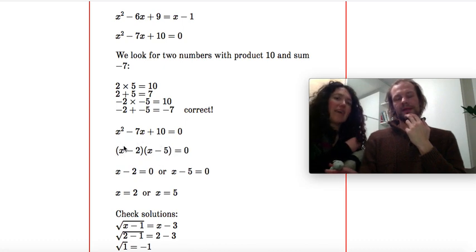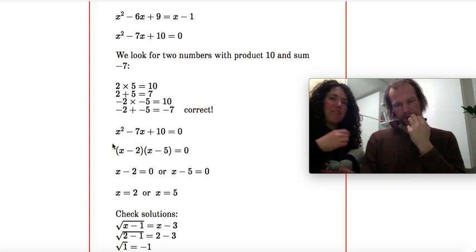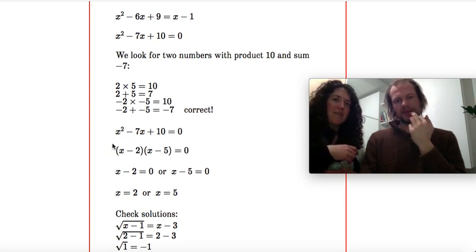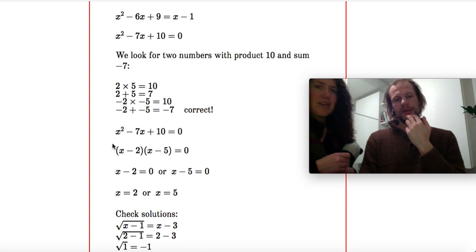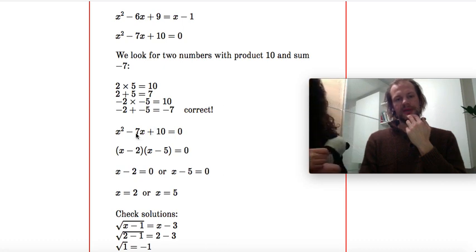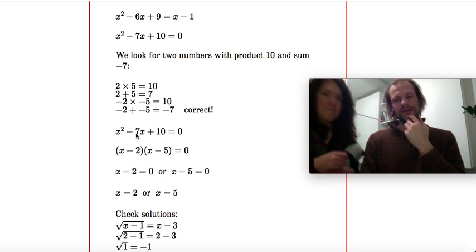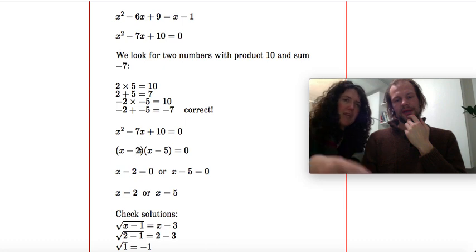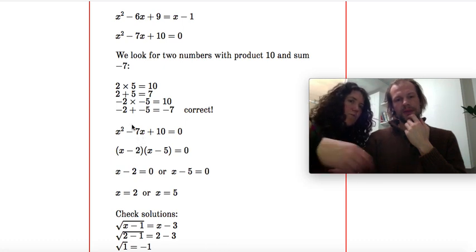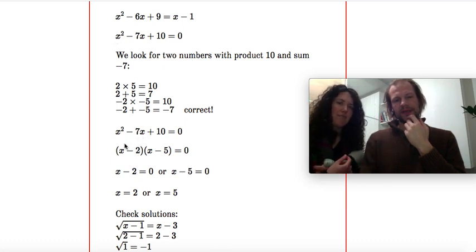Okay, so you basically just find two numbers that you can both add and multiply with each other. Yes, the product and the sum. The product has to be 10 and the sum has to be minus 7. And we ignore the x squared. Yes, it doesn't have anything to do with that. You just look at the 10 and the minus 7.